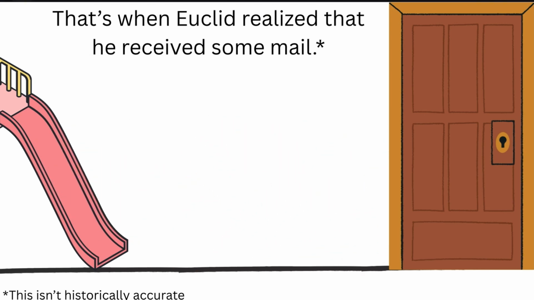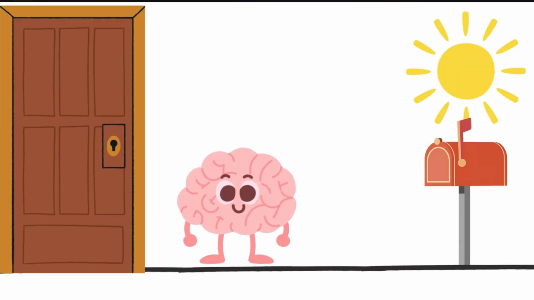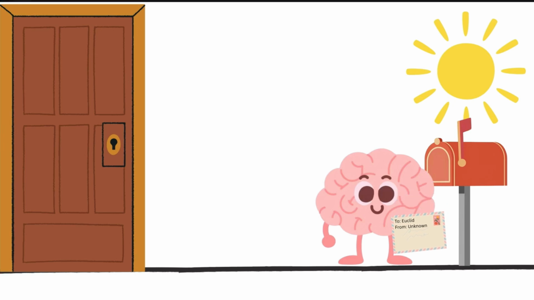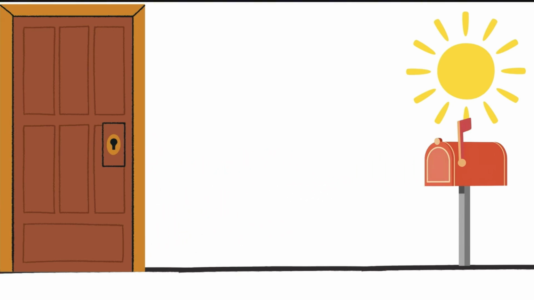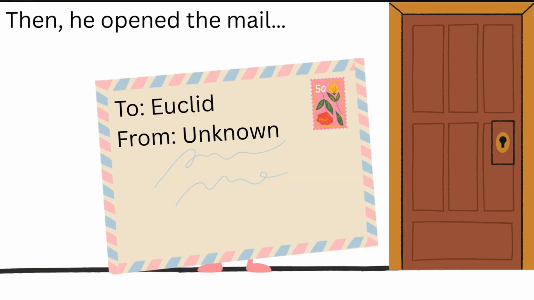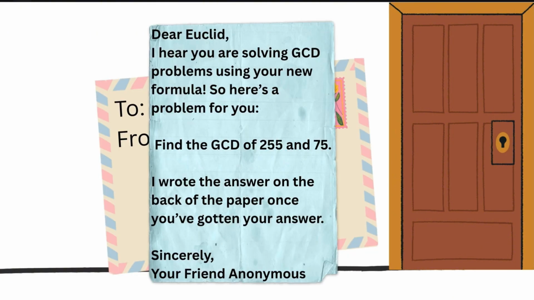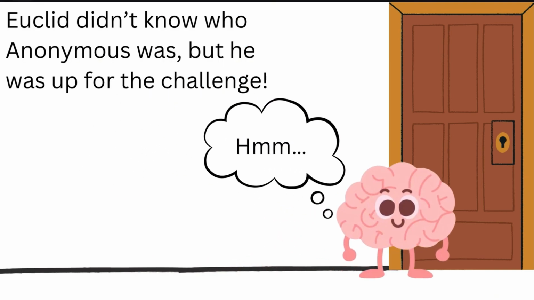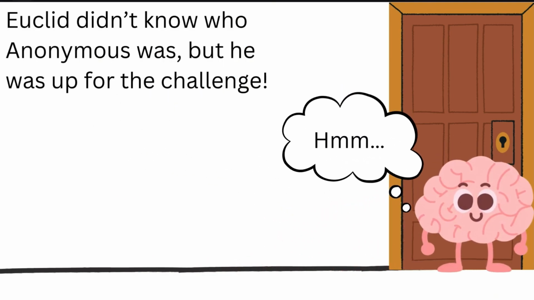That's when Euclid realized he received some mail, though this part isn't historically accurate. Then he opened the mail. To Euclid from unknown. And it said, "Dear Euclid, I hear you are solving GCD problems using your new formula, so here's a problem for you. Find the GCD of 255 and 75. I wrote the answer on the back of the paper once you've gotten your answer. Sincerely, your friend Anonymous." Euclid didn't know who Anonymous was, but he was up for the challenge.